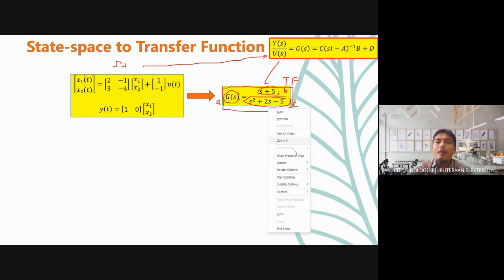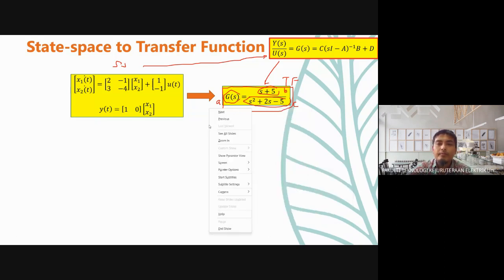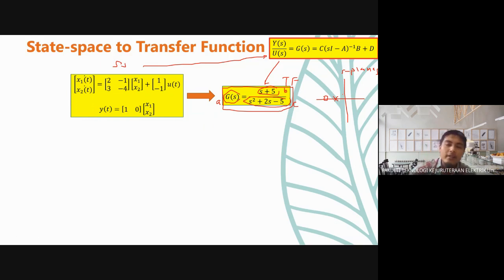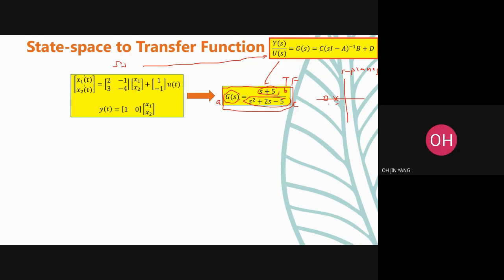If you still remember, what is the thing? I give you a clue. What are the rules to make sure the system is stable? You have poles, and then you have zeros. The system is only stable when? You have poles, you have zeros. So is it poles or zeros that will tell you the system is stable or unstable? Poles.